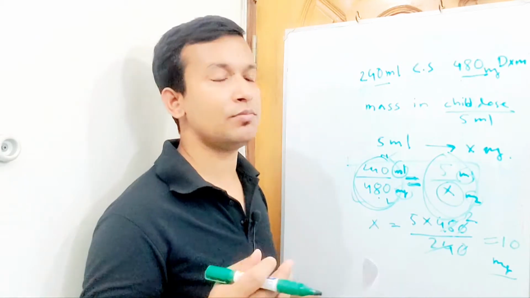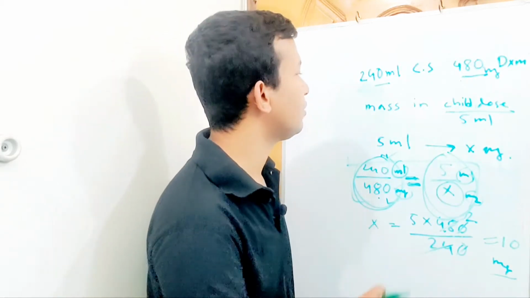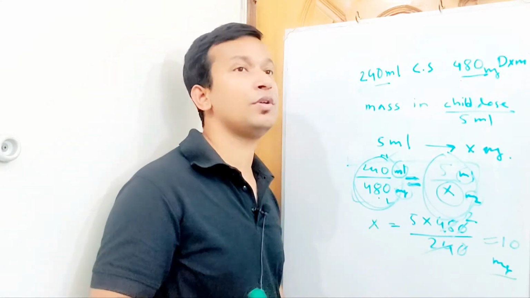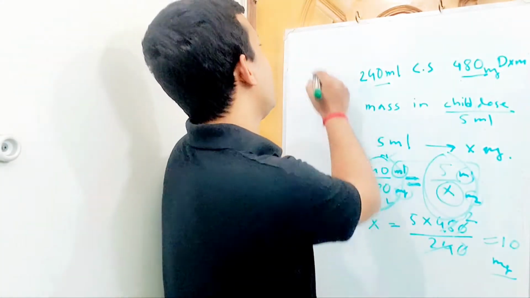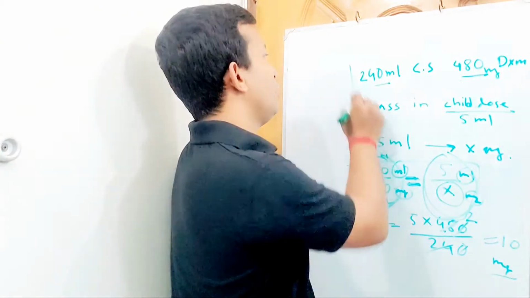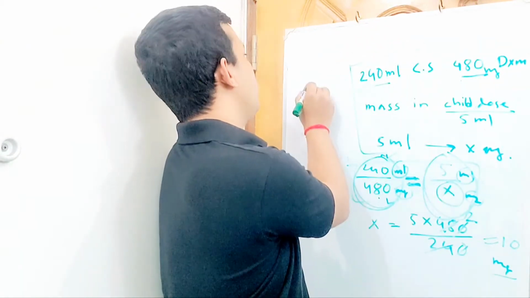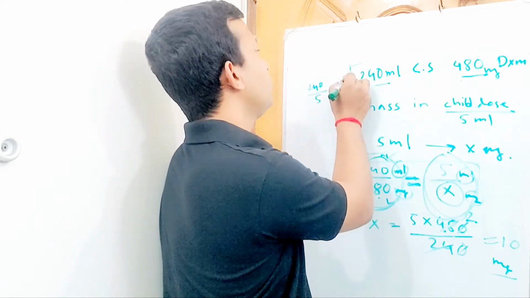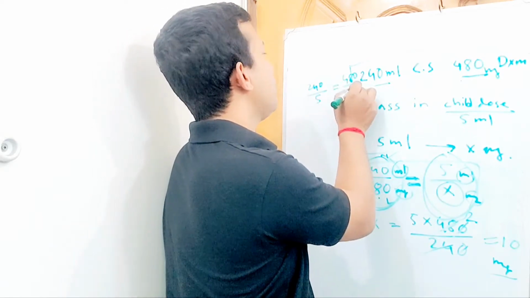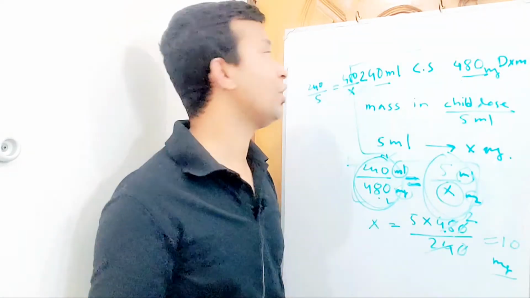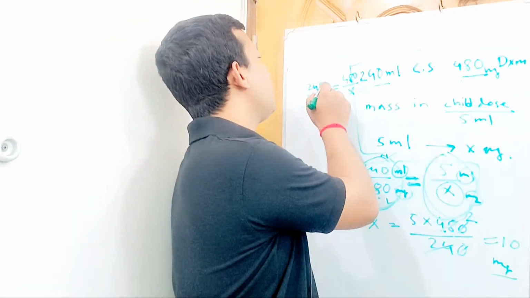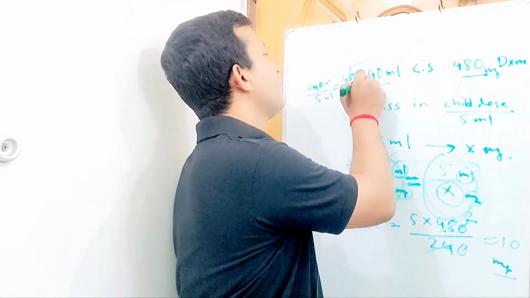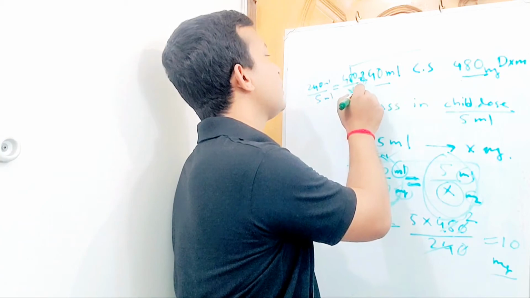This is a kind of mixed ratio, but we can also do the same thing by using proper ratio. So what is proper ratio? Proper ratio means in these calculations you are making a relationship, but this relation is to be in a proper way. We have to write it this way, I'm just shortening it: 240 versus 5 equals 480 versus x. The same way, 240 ml versus 5 ml equals 480 milligram versus x milligram.